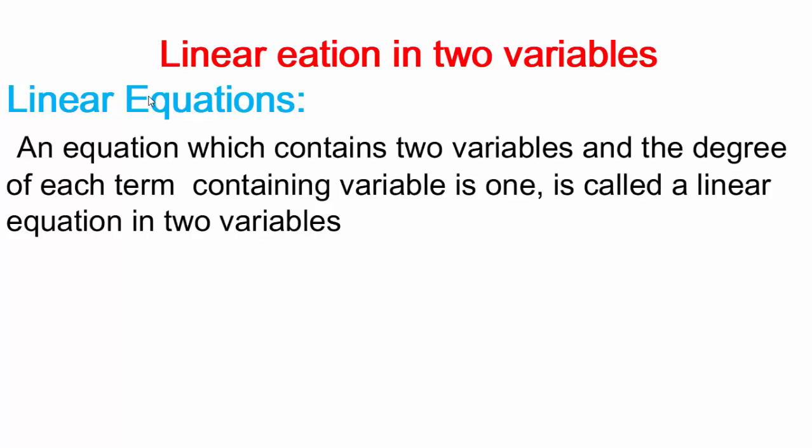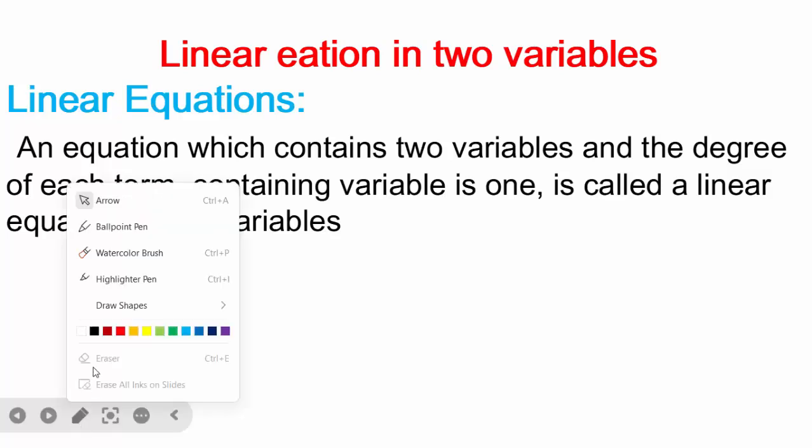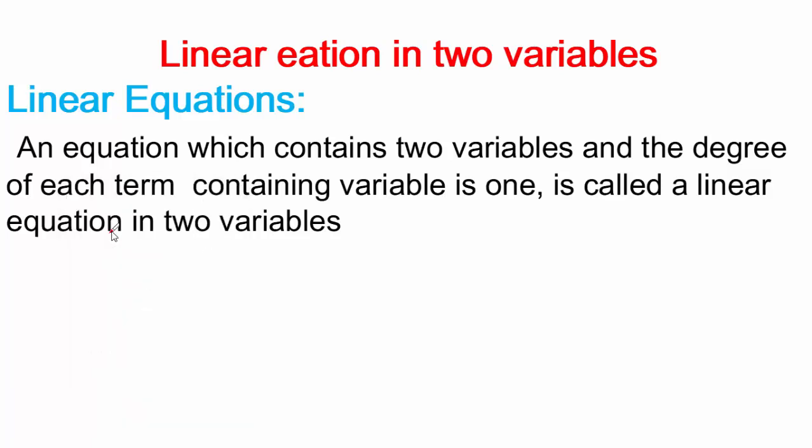An equation which contains two variables, and the degree of each term containing a variable is 1, is called a linear equation in two variables. That means the equations which contain two variables and the degree of the term which contains a variable is 1 are called linear equations in two variables.